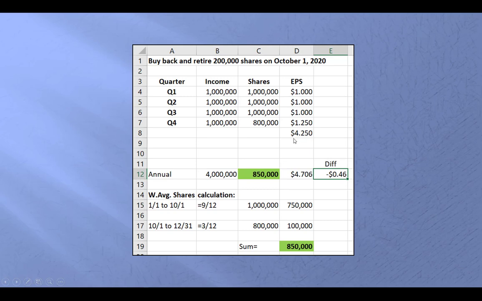Now I need to do a bit of weighting. For 9/12 of the year, 1 million outstanding. For 3/12 of the year, 800,000 outstanding. Multiply across, add, weighted average, 850,000. Calculate the annual number, 4 million divided by 850,000, 470.